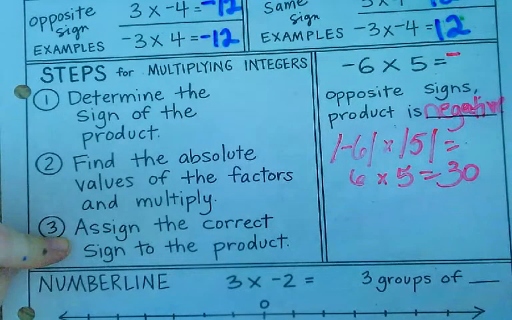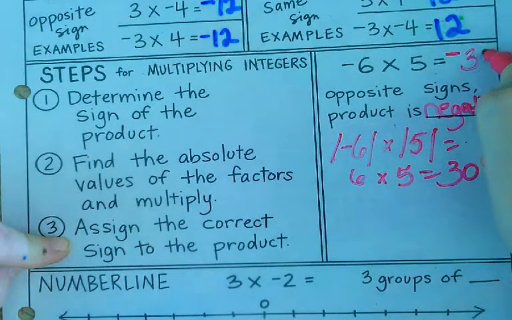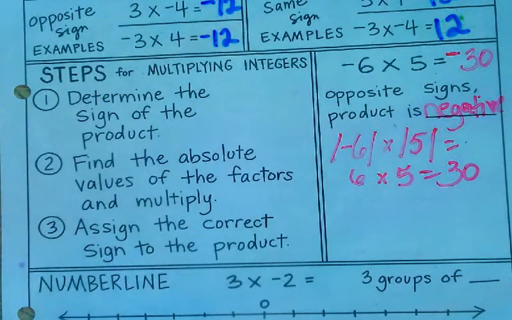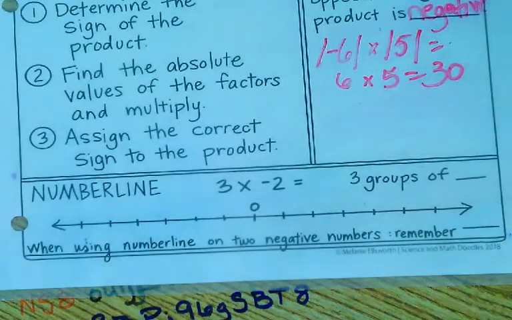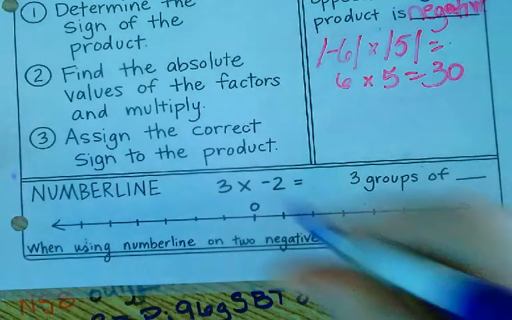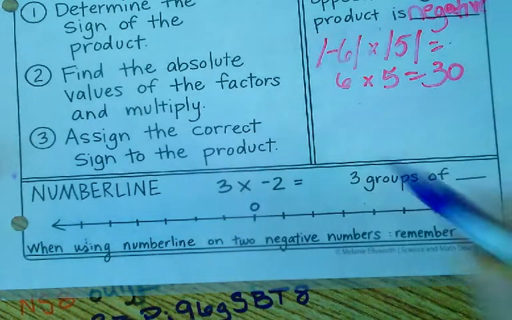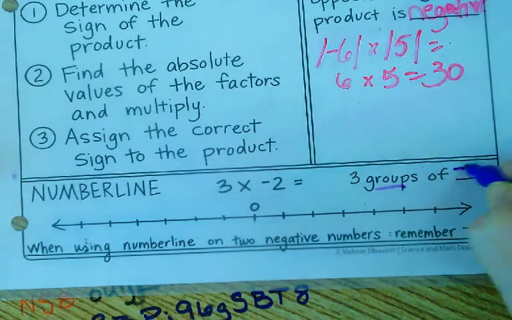And now we get to move on to everybody's favorite, number line. You know you love it. Now remember, when we're multiplying, all it is is adding over and over again. So, 3 times negative 2, that means we've got 3 groups of negative 2. So all you have to do is start at 0 and go to negative 2.